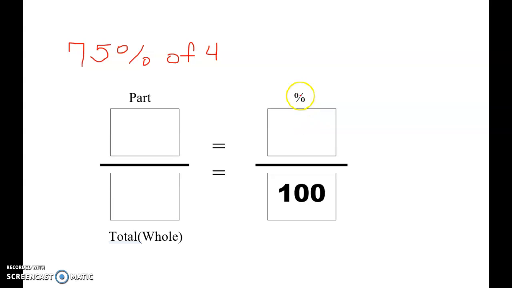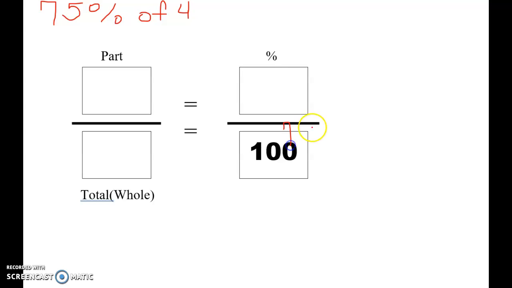So in my proportion, everything is labeled. The number that is the percent always goes here. Why? Because a percent is always out of 100. So the percent will never go here. The percent will never go here. The percent will always go above 100. Oh no, what happened? Don't know what happened, but okay, let's fix that. So 75 is out of 100.